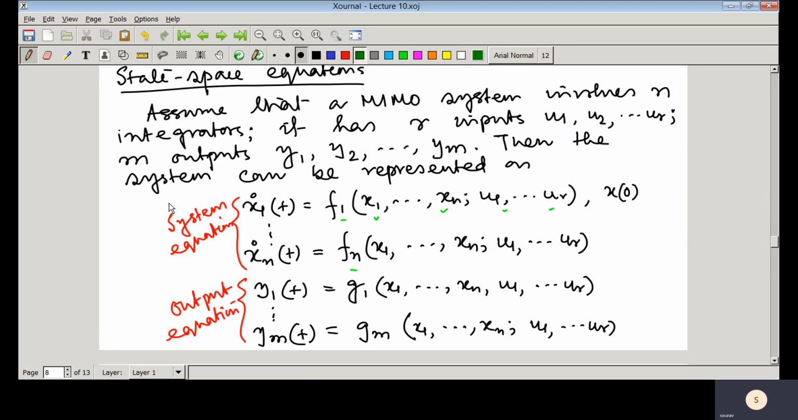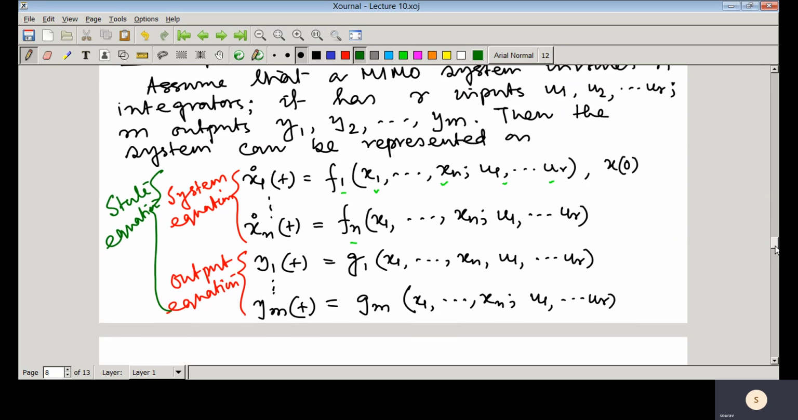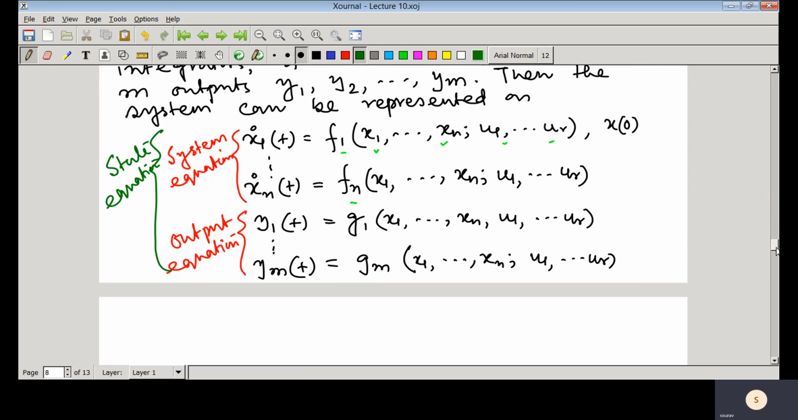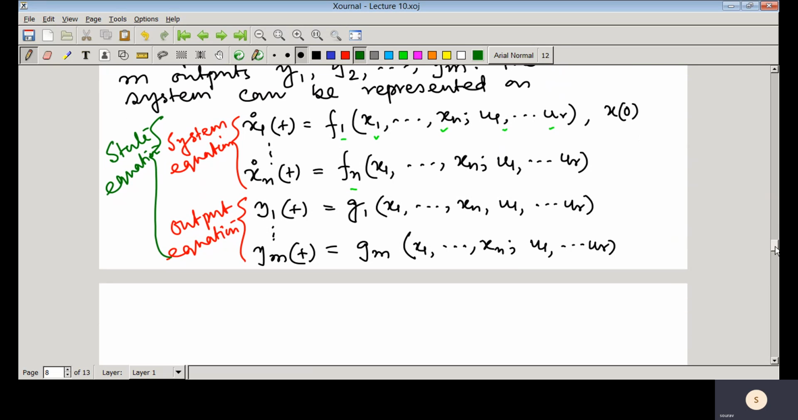So in combined form, this is known as the state equations. This representation is valid for all linear and non-linear time invariant systems. Now you may note one thing. For time varying systems, in this course we are not going to discuss them, but it is just for your information.